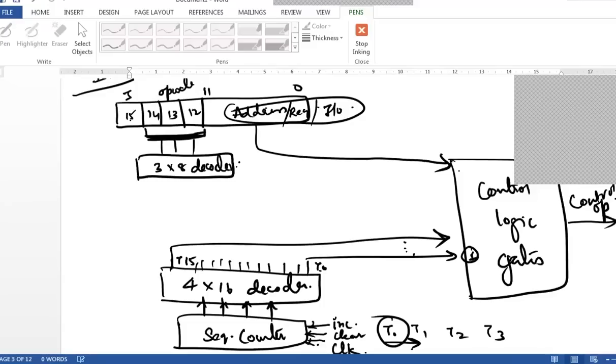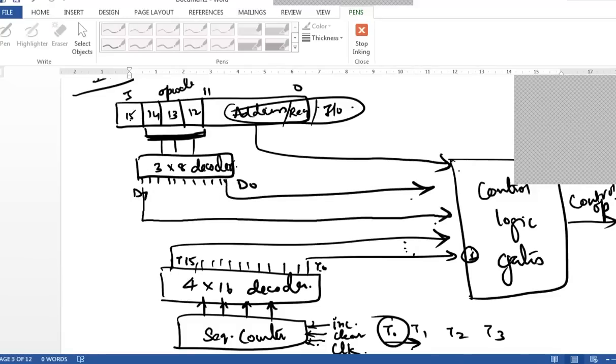What is it for? It is used for decoding the instruction, to determine which instruction it is. This 3 cross 8 decoder generates D0 to D7, different instructions. From these outputs of the decoder, you will be able to decode which instruction is required to be executed through the opcode given over here. All these 8 instructions, D0, D1, D2 up to D7, would be provided to the control logic gates.